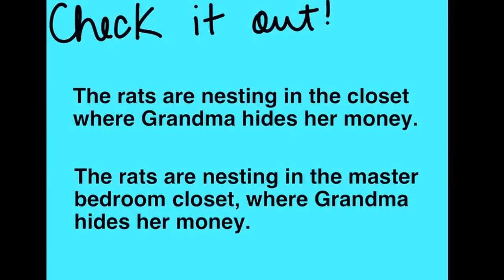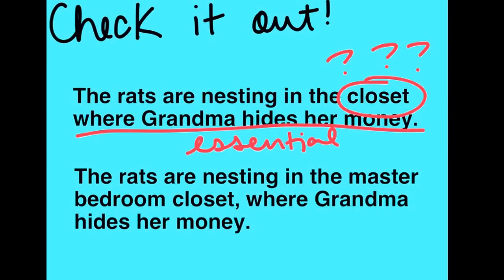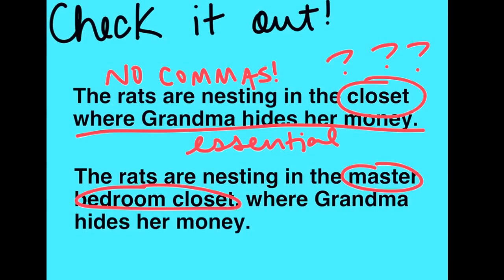Here, in the first one, closet is kind of ambiguous. We're not sure which closet. That makes this clause that follows it necessary to understand the meaning of the sentence. It's essential. There are no commas. But in the second one, we know which closet's being spoken about. So the comma's needed there because it's a non-essential clause.